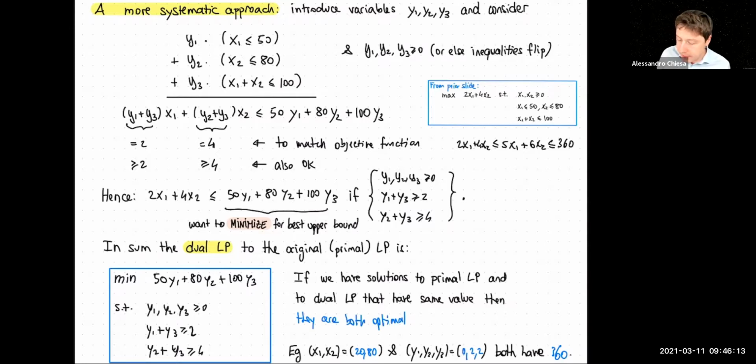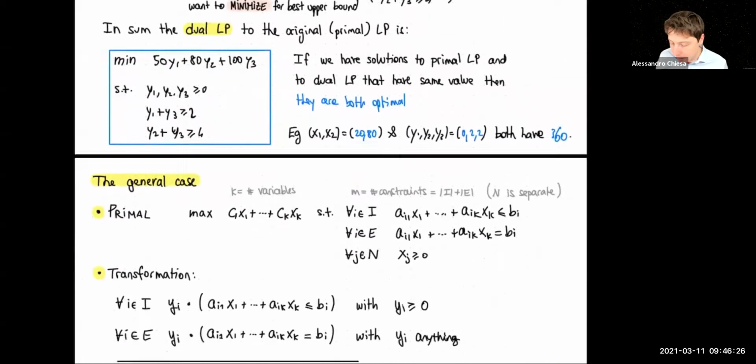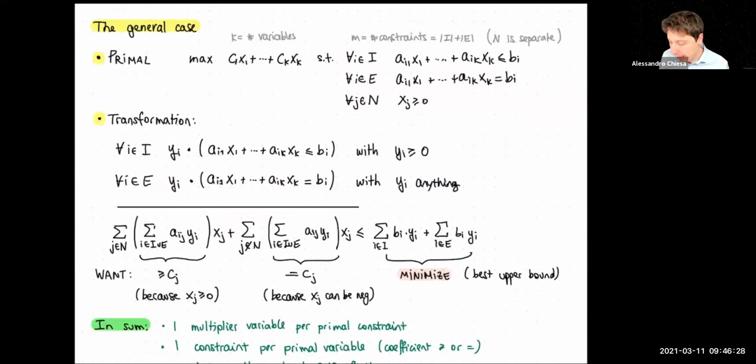So in this case, because we're looking to write down the minimal constraints necessary to get an upper bound, it's okay to write at least 2 and at least 4. It won't hurt. But when we don't know whether x is positive or negative, we cannot afford to relax this constraint to be at least Cj, because if xj had been negative, it would not have been a valid upper bound. It may have gone below where we should have been. And so here we specifically must hit the coefficient exactly.